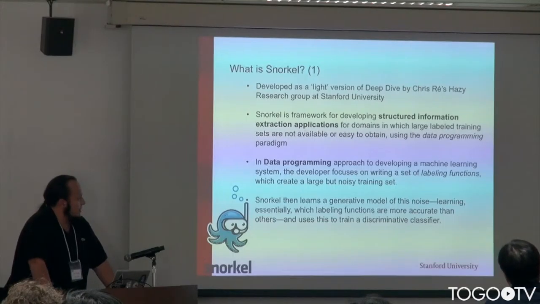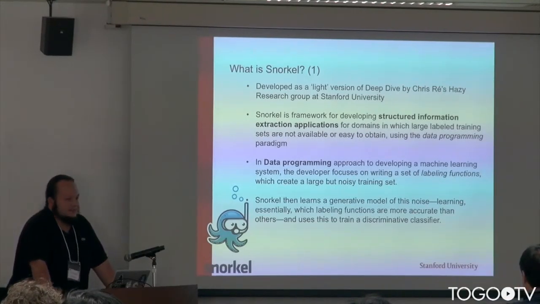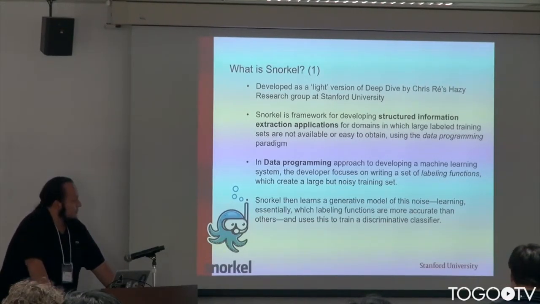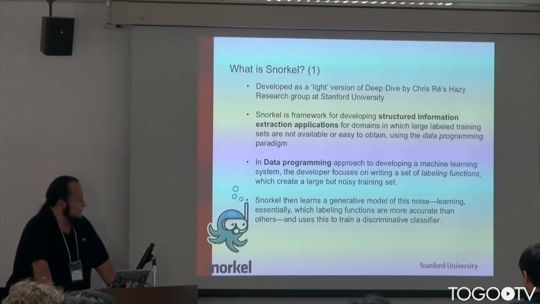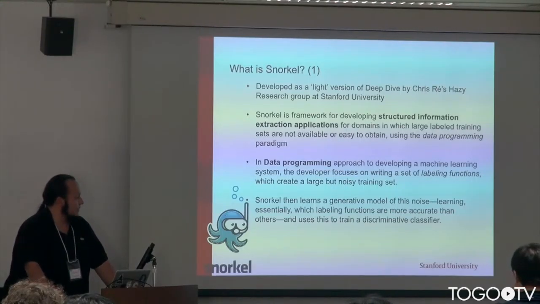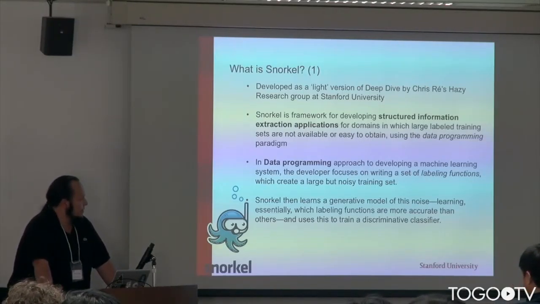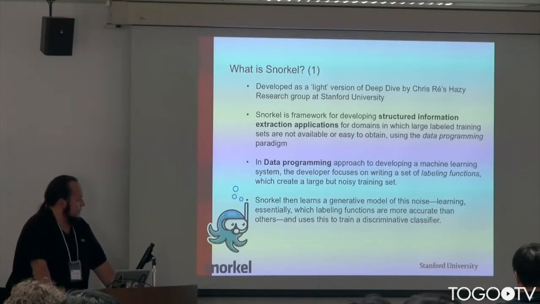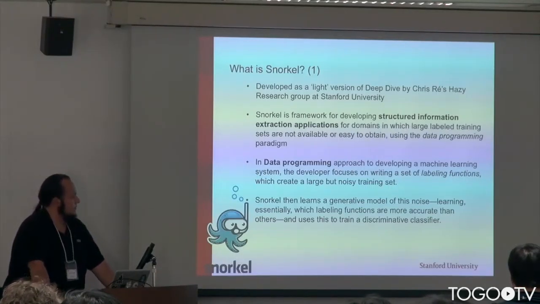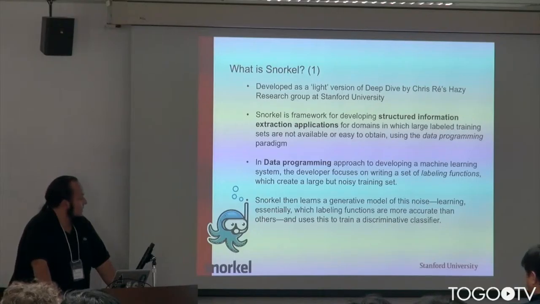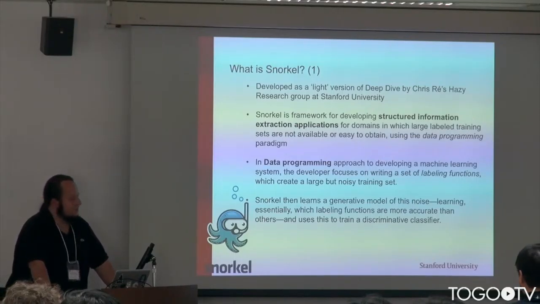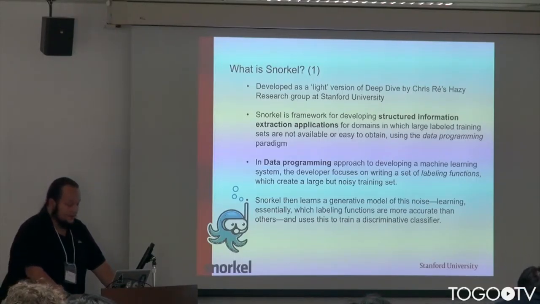In essence, data programming is an approach to develop a machine learning system where the developer focuses on writing a set of labeling functions, which will create a large but noisy training set. Snorkel will then learn a generative model of this noise, learning essentially which labeling functions are more accurate than others, and use this to train a discriminative classifier.